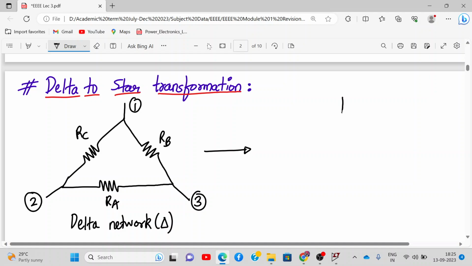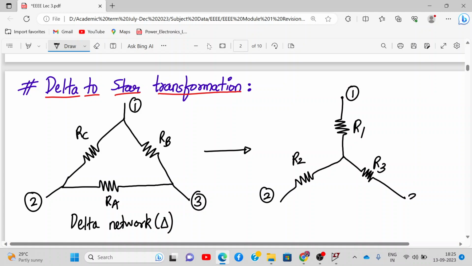So star looks like this. This is my star connection. This is R1, R2, R3, and these are my points 1, 2, and 3. So this is my star network. Now either I can go from delta to star, or star to delta. Alright. So first we'll go from delta to star.